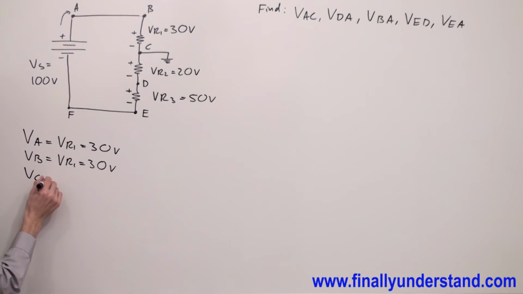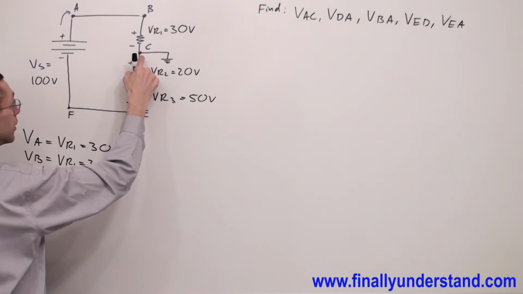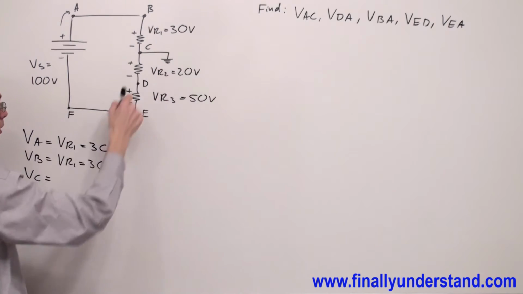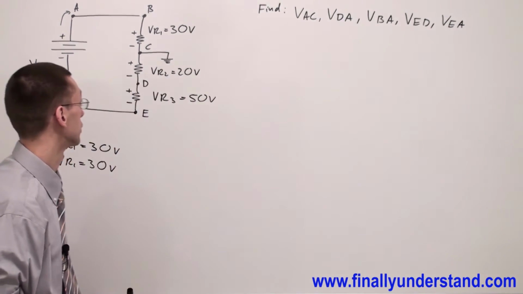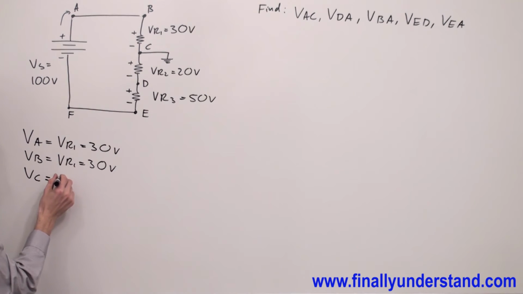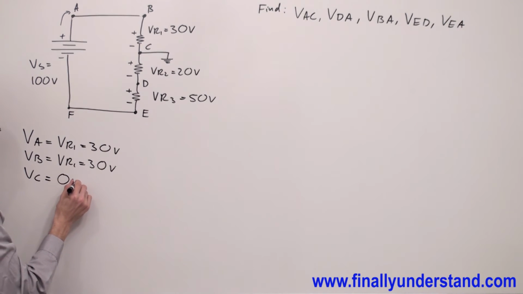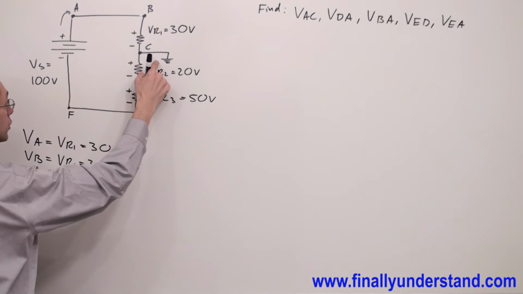VC. Point C is connected to the ground. Remember that ground always has potential 0 volts. That's why I'm going to write 0, because point C is connected to the ground. Ground represents 0 volts.